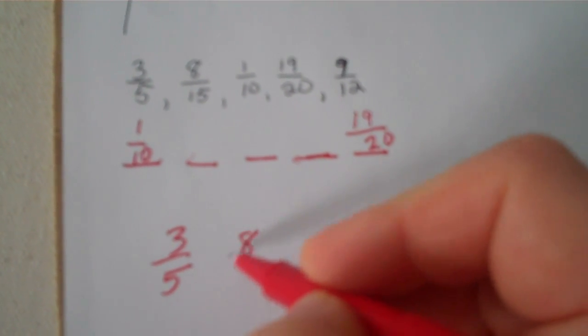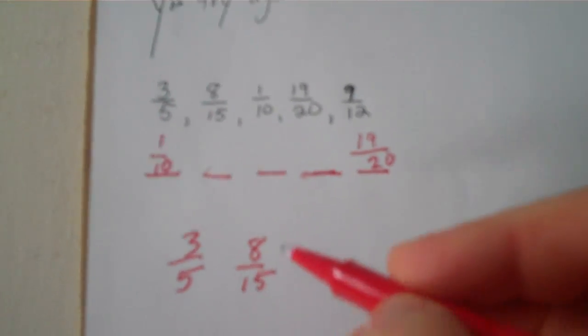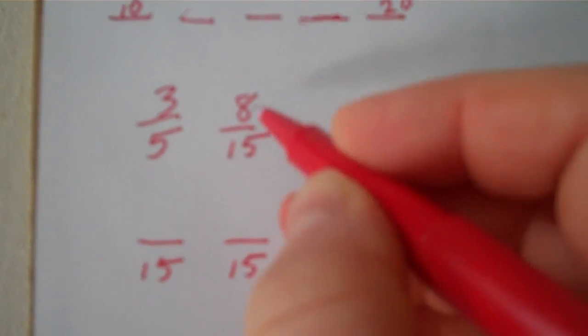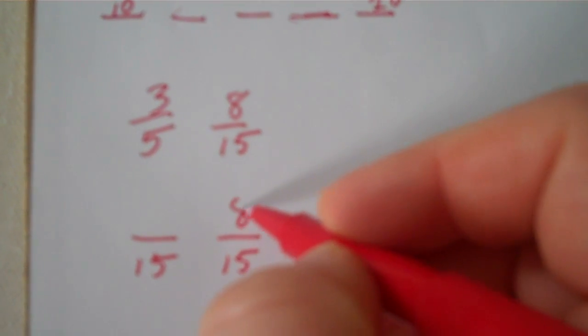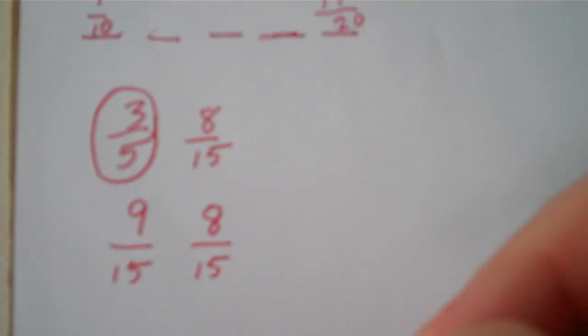3/5 versus 8/15. They're going to fight. Who's going to win? Well, a good common denominator is 15. I don't have to do anything to 8/15 because it already has 15ths. 5 times 3 is 15. 3 times 3 is 9. So 3/5 is bigger because 9 is bigger than 8.